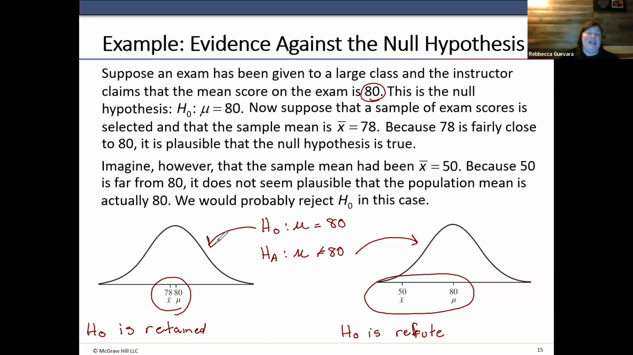If our mean was 78, that is not so far from 80 that we could reject the null hypothesis. So we basically retain it and say, the mean is actually 80.